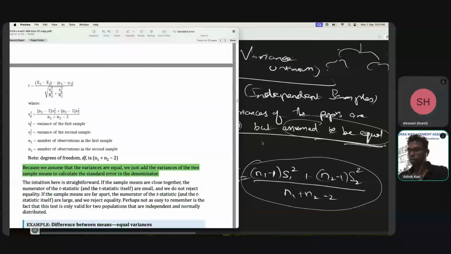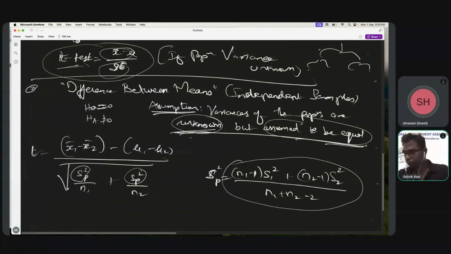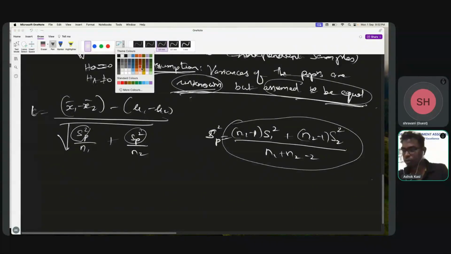And again, I'm telling you, they will ask you this question in the form of theory. Theory means what? Like variance is known or unknown, assumed to be equal or unequal. That way they will ask. Suppose if it is unequal, instead of equal, it is not given in the book, but it was there in one of the website questions.